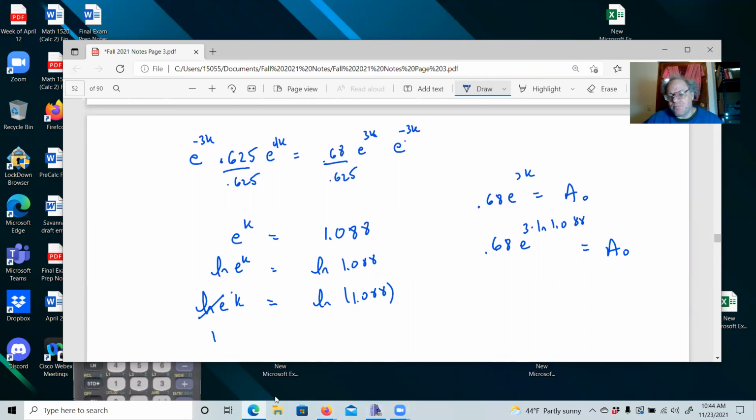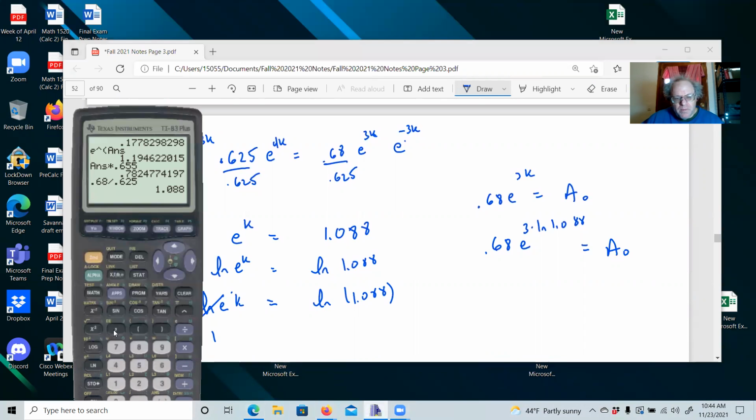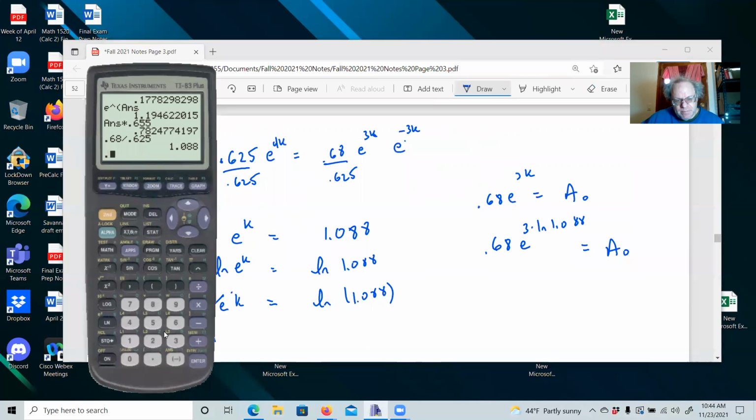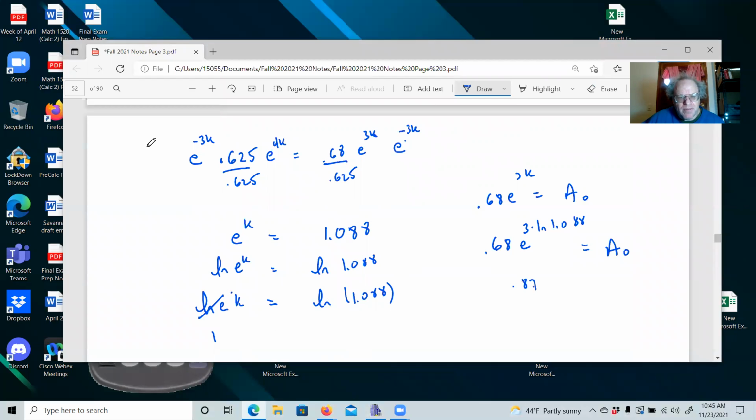Okay, we're set. So we have 0.68 times, second function, natural log, 3 times, and I'm just going to say answer, because that's 3 times the natural log of this answer. And we come up with 0.87875, we'll go 0.876.